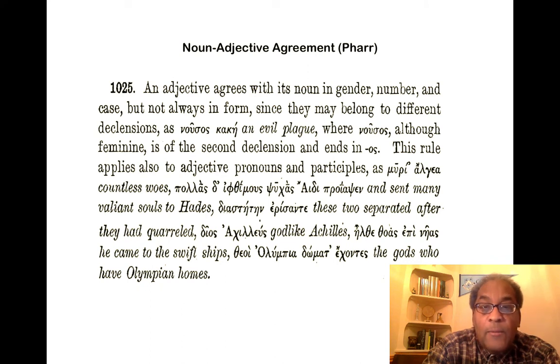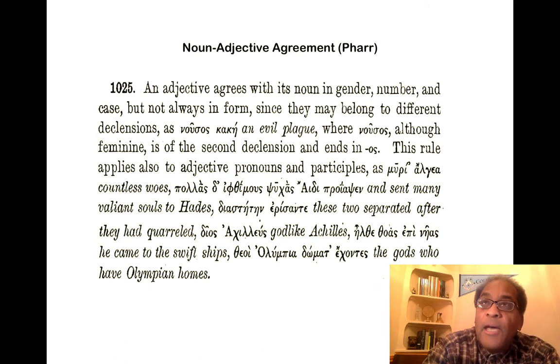So being feminine, it requires the kake to be feminine as well. It requires the adjective to conform to its gender. This rule applies also to adjective pronouns and participles. So, muri Achaiois alge ethyke, polias d'iphthimous psychas Aidi proiapsen, dia de ten erisante, dios Achilleus, polla doas epineas, theoi Olympia domat echontes.